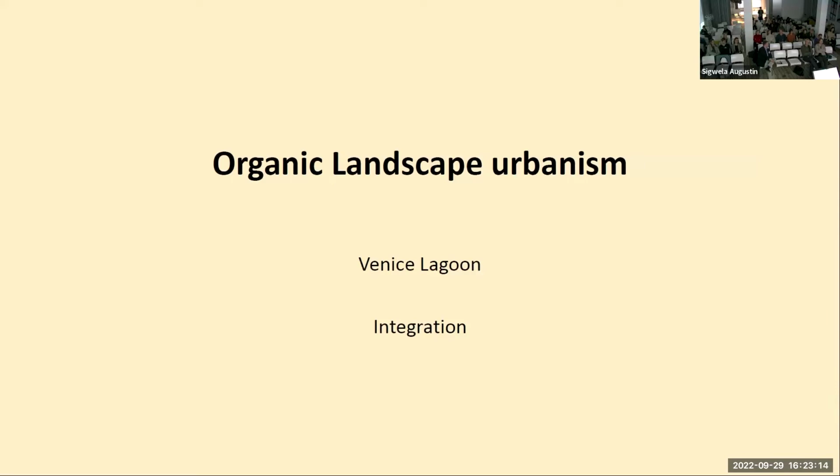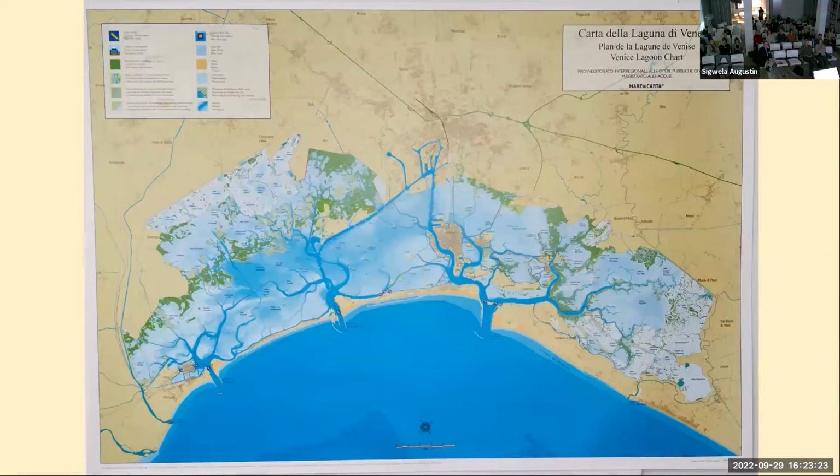Now I make a big leap to Venice, the Venice Lagoon, because I think Venice is a very great example of organic landscape urbanism. And the Lagoon of Venice is really big. It's 50,000 hectares. It's like close to Markermeer Lake here in Holland. You see the tidal landscape behind the shores, behind the dunes. You see the creeks coming in. You see the tidal plates, the higher areas.